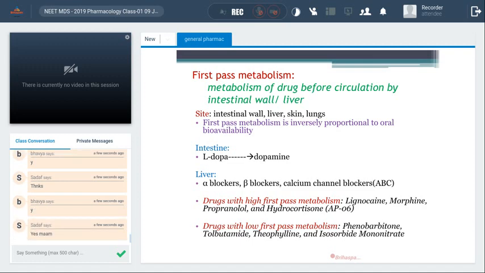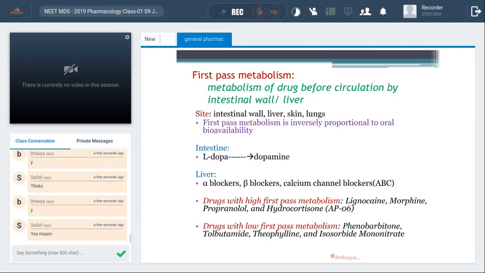Okay. So some popular examples of drugs which undergo metabolism in the intestine. Levodopa, which is a precursor of dopamine, undergoes first pass metabolism. And I told you these two are the most common places for first pass metabolism. And then you have liver. So liver, you can remember the mnemonic ABC, which includes alpha blockers, beta blockers, and calcium channel blockers. So these ABC drugs will undergo first pass metabolism in the liver. L-dopa will undergo first pass metabolism in the intestinal wall.